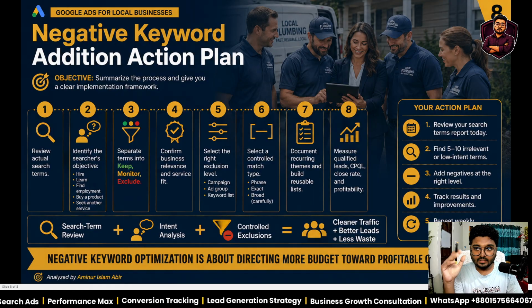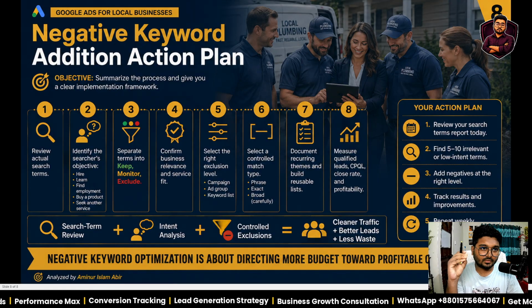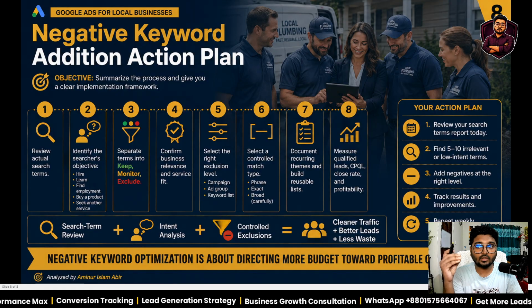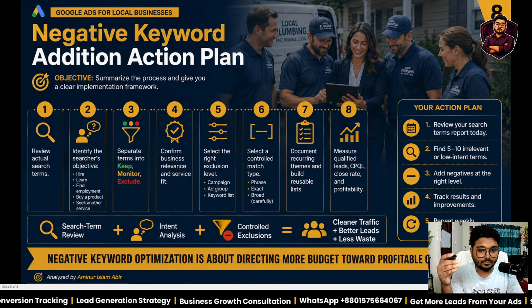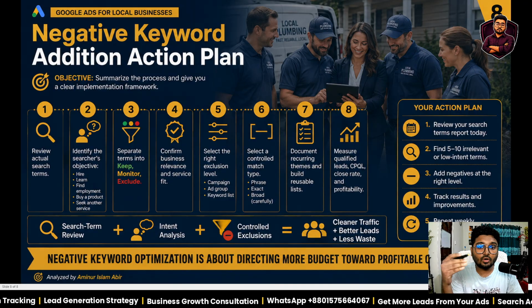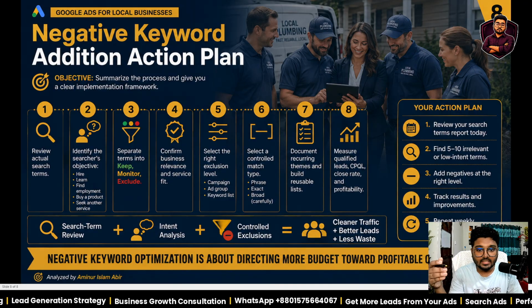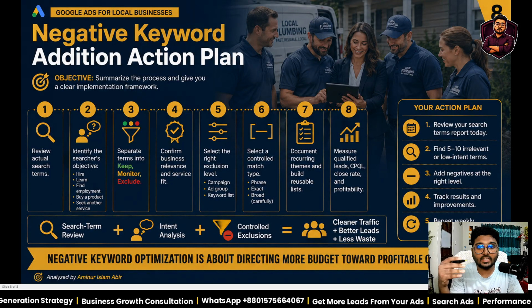So this is my last and final slide. And here I describe the negative keyword action plan in practical life. Step 1. Review actual search terms. Do not make decisions using only the target keyword list. The search term report shows what people actually search.